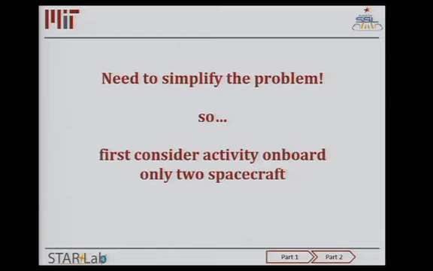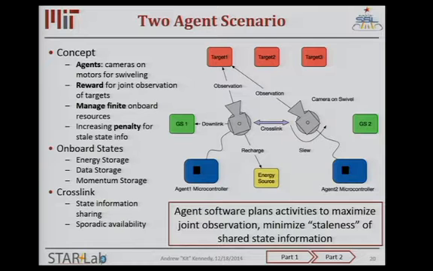So in order to solve this high-level problem of how you coordinate all these operations on a constellation, I think we need to simplify the problem first. So just considering activity on board only 2 spacecraft. I'm looking at a 2-agent scenario, simplified here into a hardware and software testbed, in which you have what I'm calling spacecraft agents in the middle here, which are just webcams on a motor that slews around. And you can look at targets.